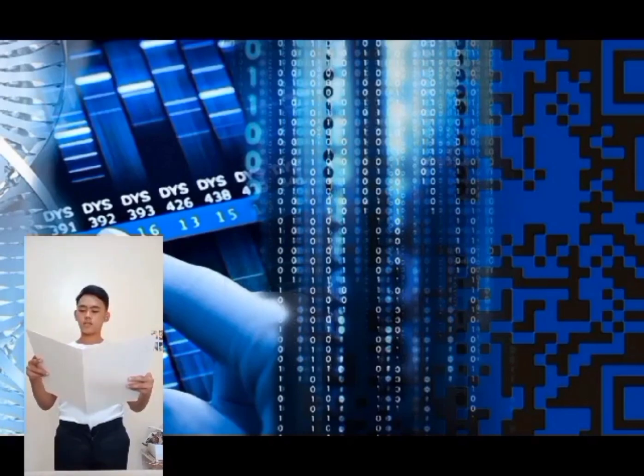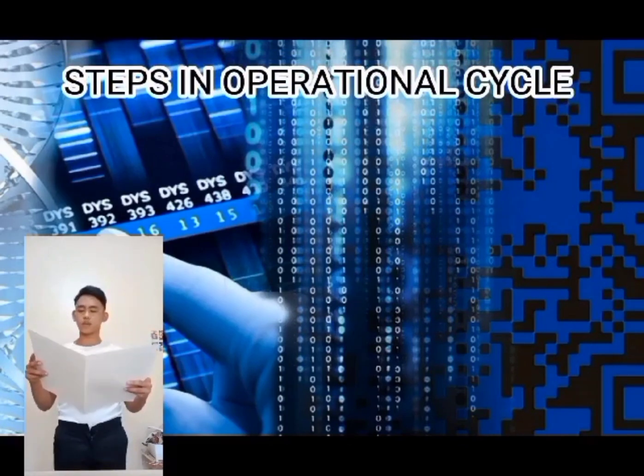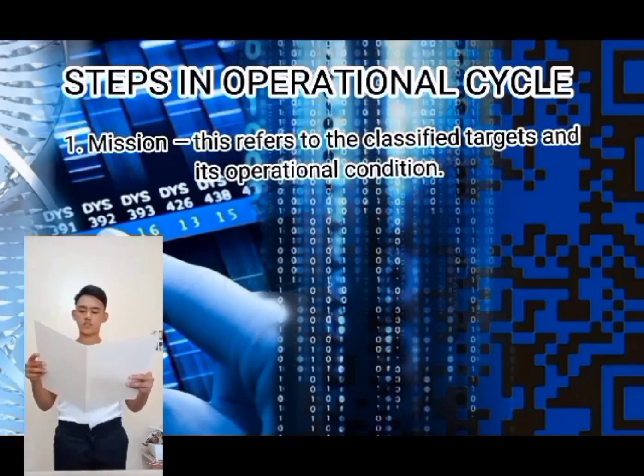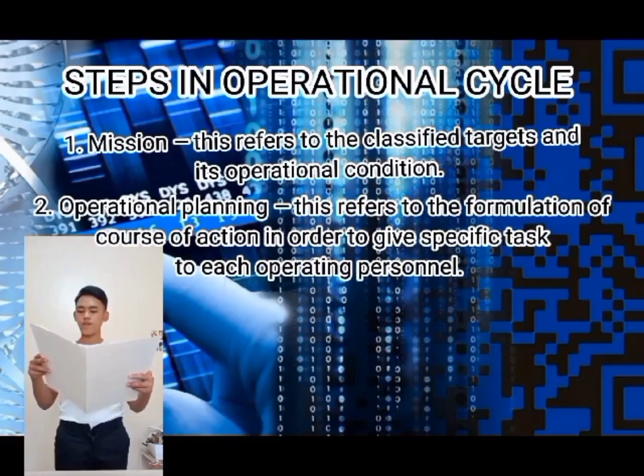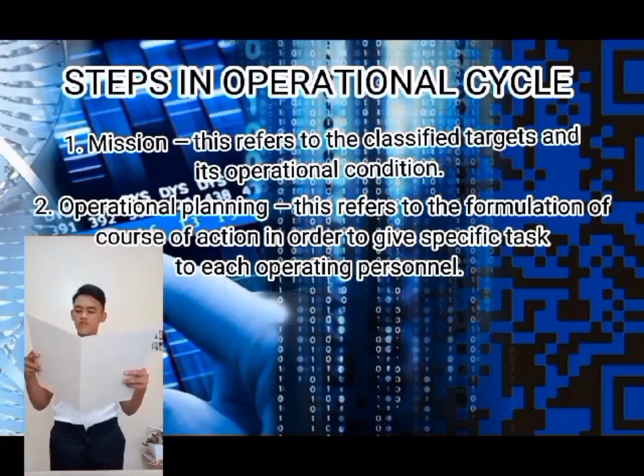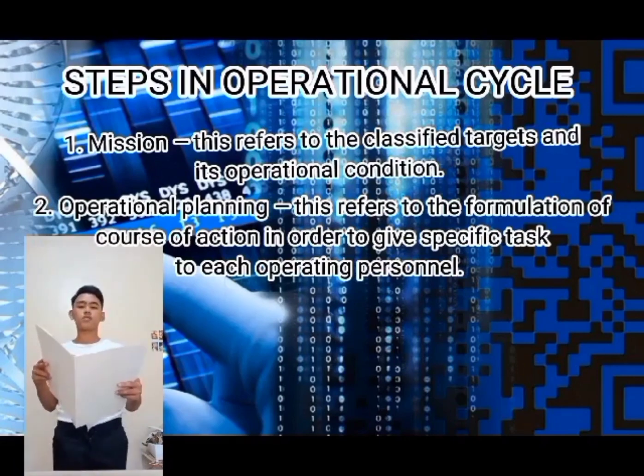Today, we have 10 steps in the operational cycle. First, mission. This refers to the specified target and its operational condition. 2. Operational planning. This refers to the formulation of a course of action in order to give specific tasks to each operating personnel. This is the planning of how the operation will be carried out, so it must be planned for the success of the operation.